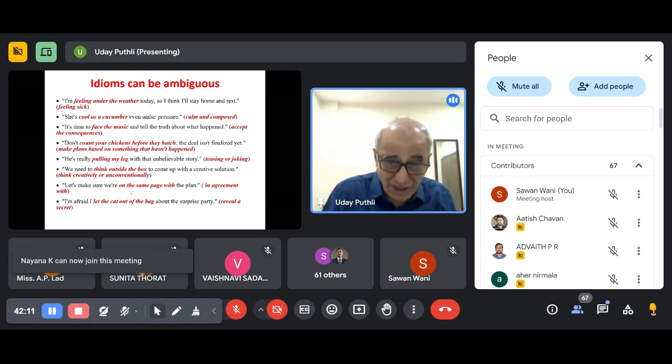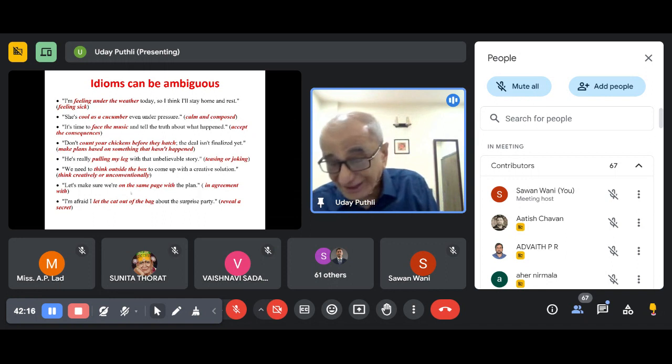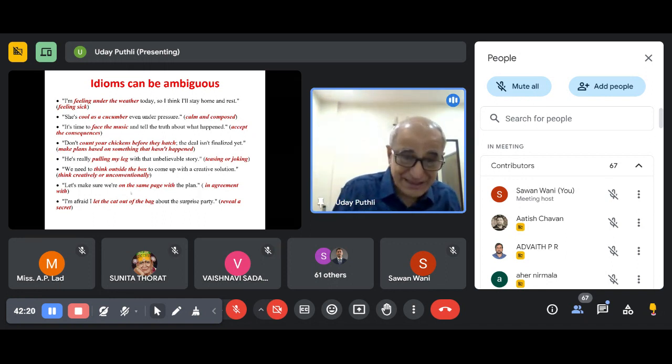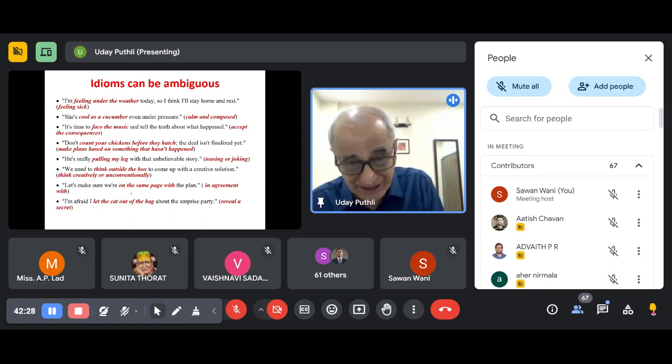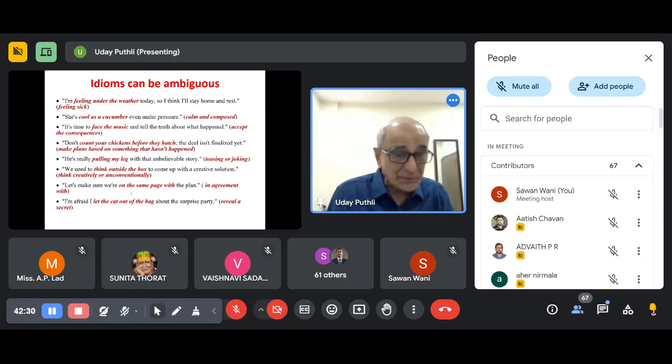Now it says here, don't count your chickens before they hatch. The deal is not finalized yet. So as yet the contract has not been signed. So don't start making plans about what happens. I will do this and I will do that. Let that person sign the contract first. Then we will do the next step.